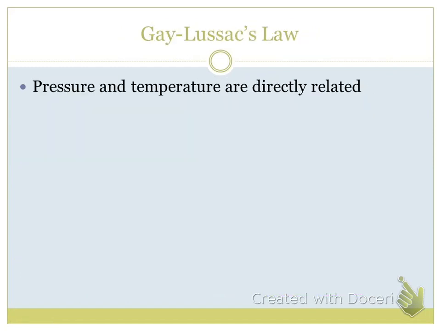So between Charles', Boyle's, and Gay-Lussac's, this is kind of the least common, not really sure why, but it is. This is when we look at the relationship between pressure and temperature. Since they're directly related, it looks almost like our Charles' Law equation. So it's P1 over T1 equals P2 over T2.